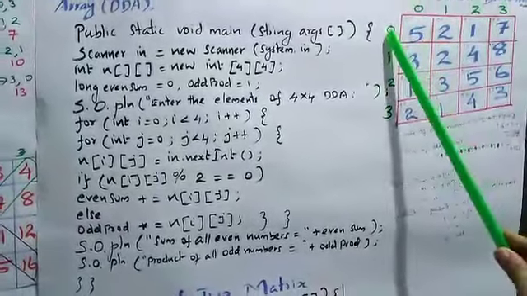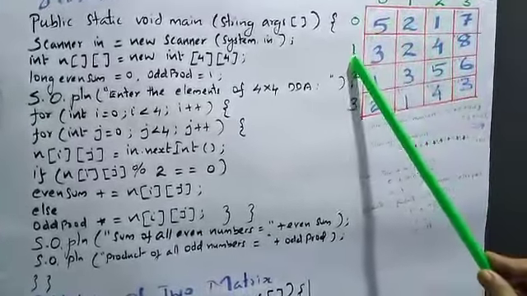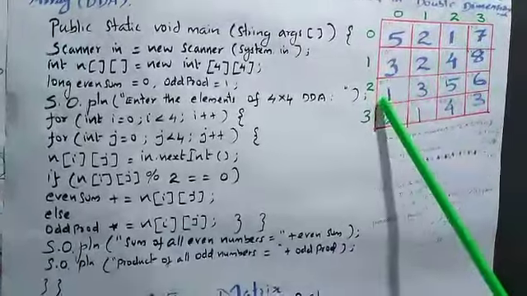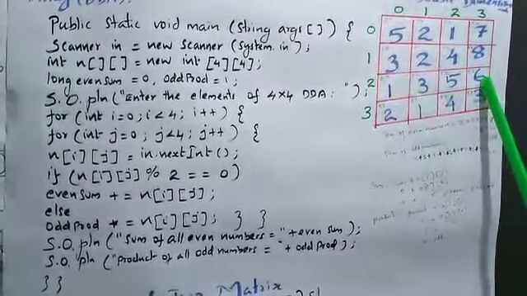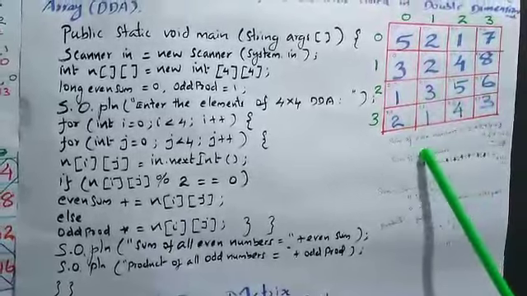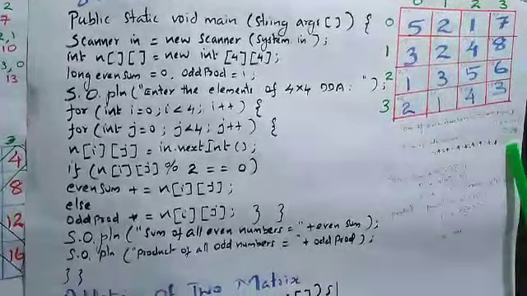In the 0th row, which even number is there? 2. In the first row, which elements are there? 2, 4, 8. In the second row, which element? 6. In the third row, which elements? 2 and 4. You have to sum all these even numbers, and you will get 28. So how will you do the sum?